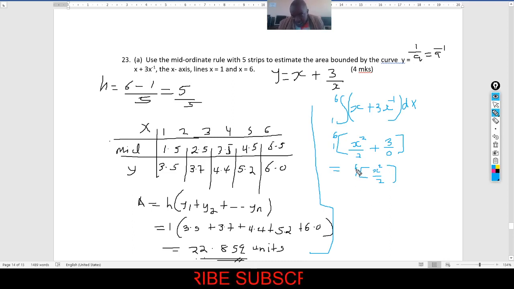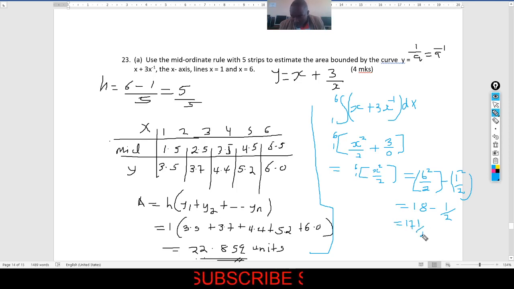So the area becomes 6 squared all over 2, whatever you get, you minus for 1, 1 squared all over 2. So this one you get 36 over 2 is 18 minus half. So this gives you 17 and a half square units. That is by integration.